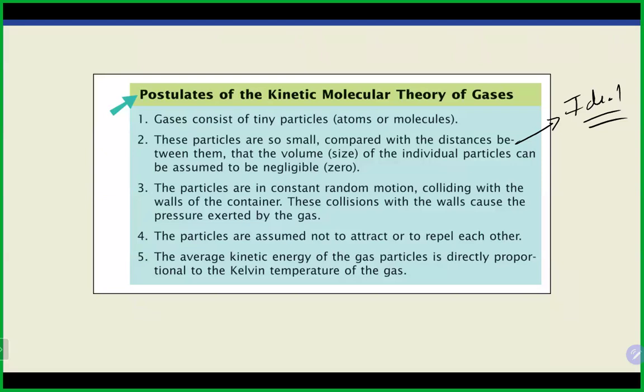The particles are in constant random motion, colliding with the walls of the container. These collisions with the wall are what exert the pressure. So as we talked about, the more collisions, the higher the pressure. Fewer collisions, less pressure. Particles are assumed not to be attracted or repelled by one another. This is the second thing that makes something an ideal gas.